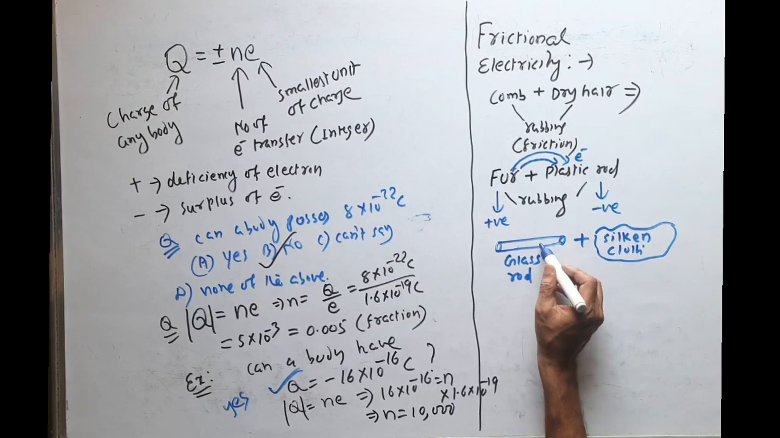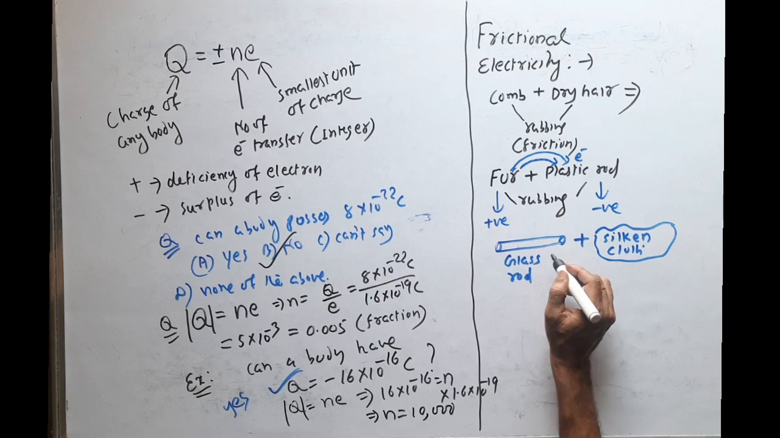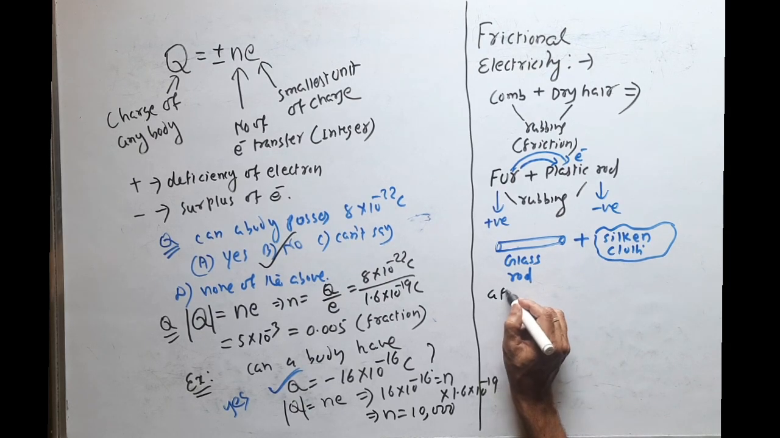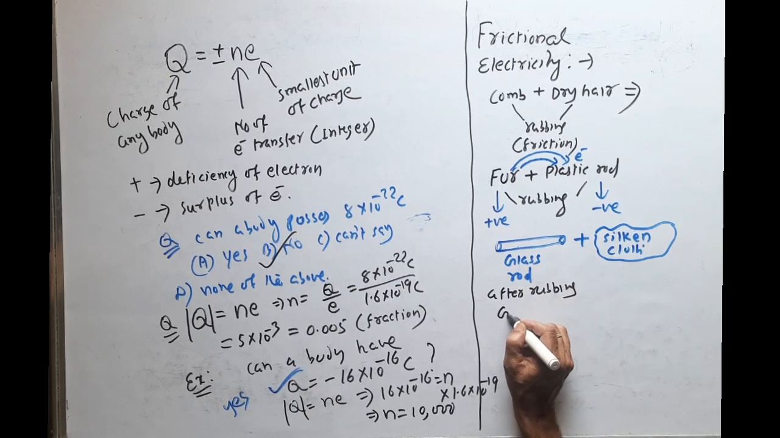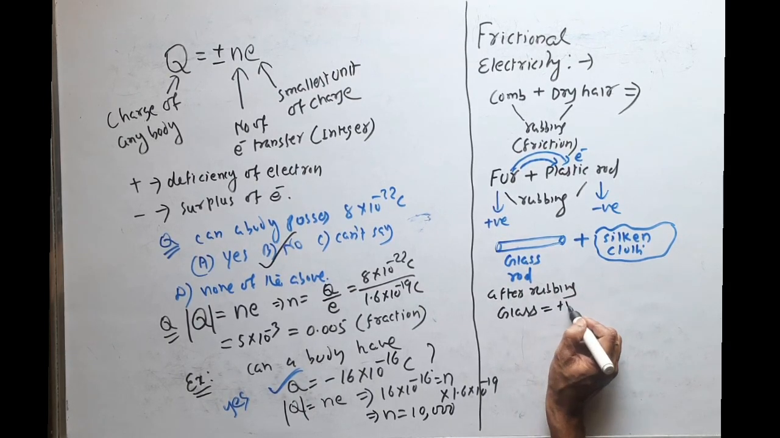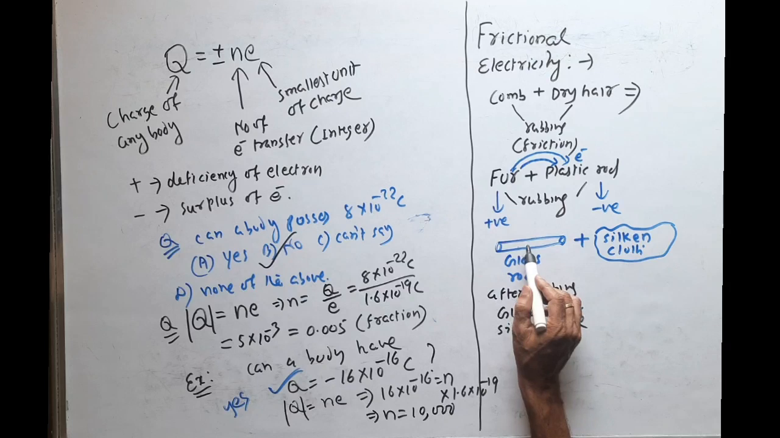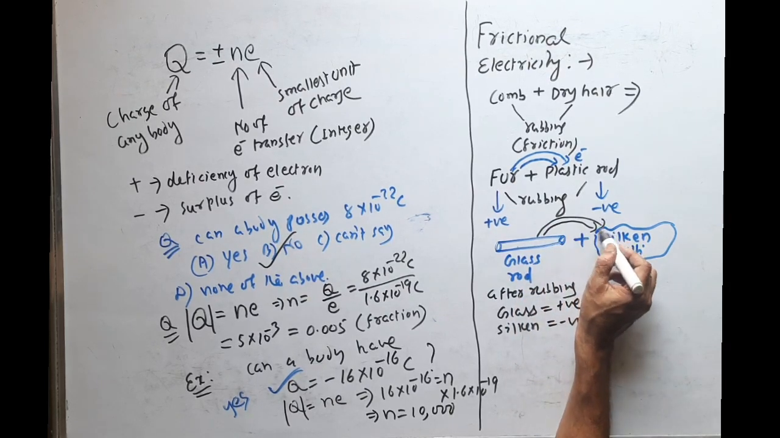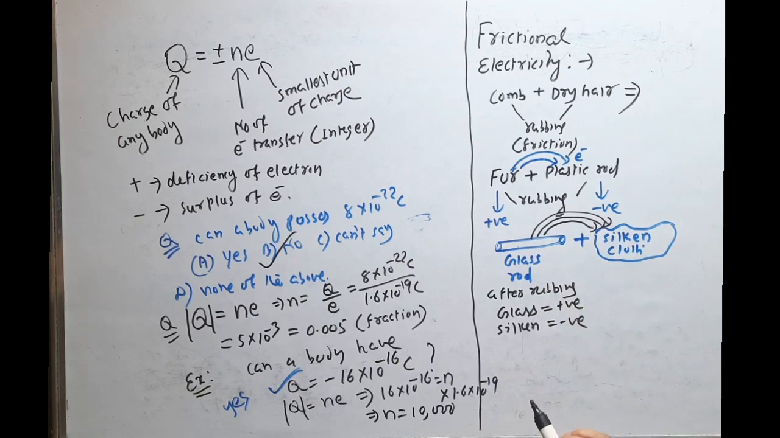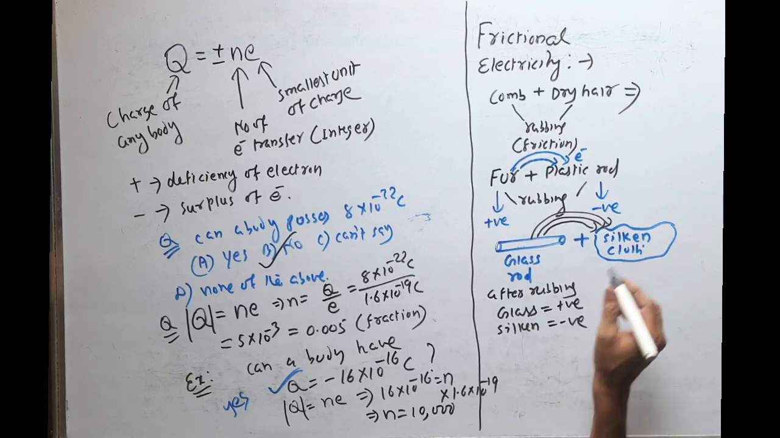So if you rub this glass rod with silken cloth, what will be observed after rubbing? This glass rod becomes positively charged and the silken cloth becomes negatively charged. That means since the glass rod becomes positive, some electrons will definitely transfer to the silken cloth, so that here it will create positive charge and here it will create negative charge.